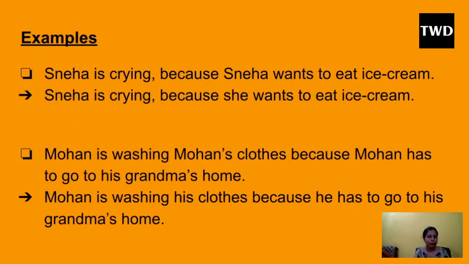Another example is there for you. Mohan is washing Mohan's clothes because Mohan has to go to his grandma's home. So many Mohans in a single sentence. Oh my god. Yes. So how can we write it correctly? Mohan is washing his clothes because he has to go to his grandma's home. So beautiful sentence. This is so easy to read, so smooth it is, isn't it? If you read the first sentence, it is like a broken road, so many hurdles are there. And when you read the second sentence, it is so smooth, so beautiful, isn't it? So this is the beauty of pronouns.